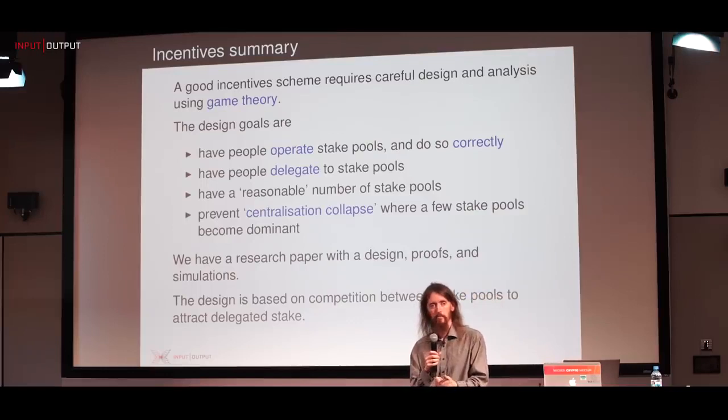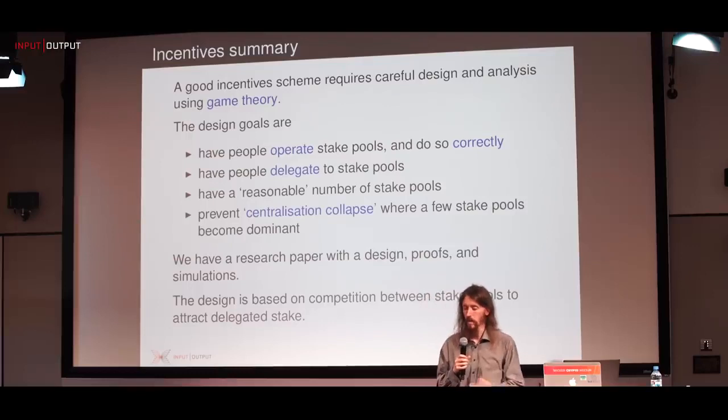We have a research paper that explains this with proofs that show Nash equilibriums, and we also have simulations, which sometimes can try out scenarios that are too hard to prove. The general idea is that it's based on competition between stake pools, competition for people to join the stake pool. So different stake pools are trying to give you the best returns, and that's how they compete with each other. But the rewards that the stake pools themselves get are partly based on their size, and that's what lets us stop stake pools getting too large.